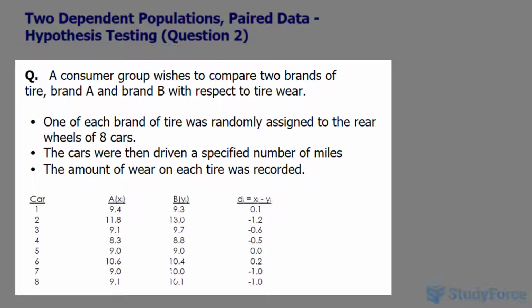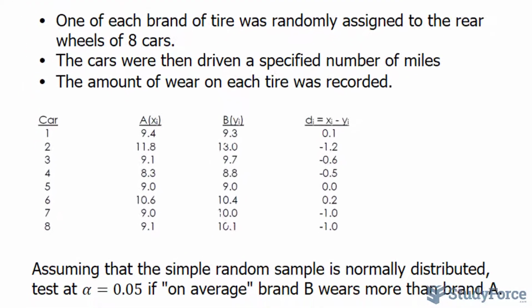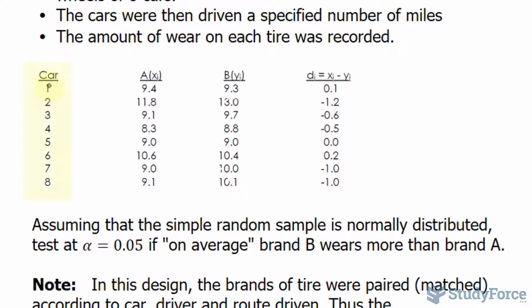One of each brand of tire was randomly assigned to the rear wheels of 8 cars. The cars were then driven a specified number of miles. The amount of wear on each tire was recorded. Take a look at the table. We have cars 1 through 8, this is the wear for brand A, the wear for brand B, and this column represents the differences, where we take this number, subtract that number.